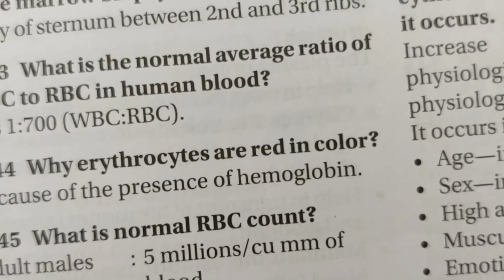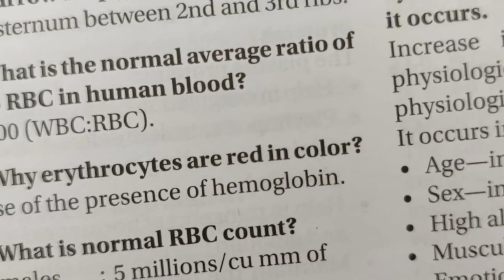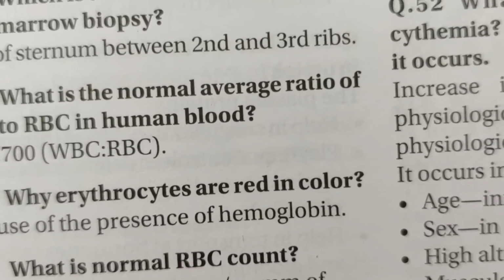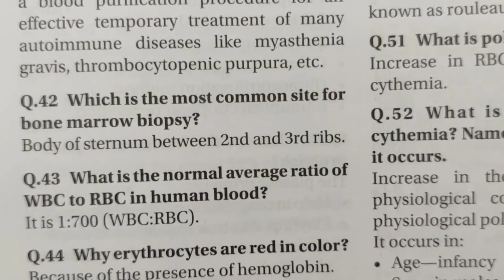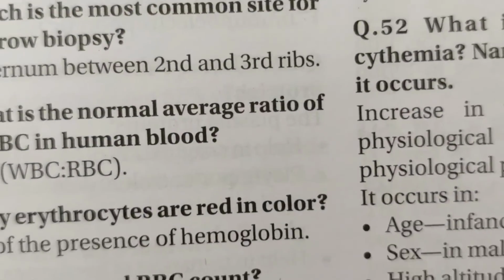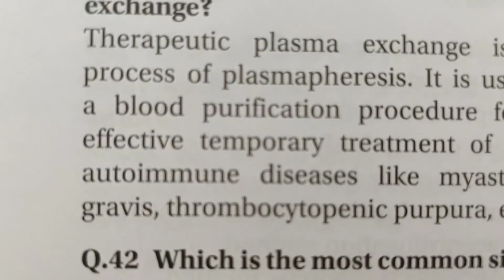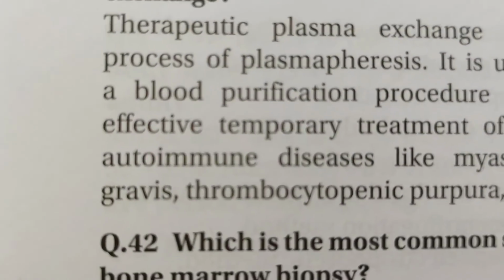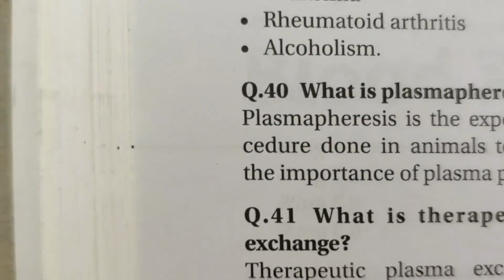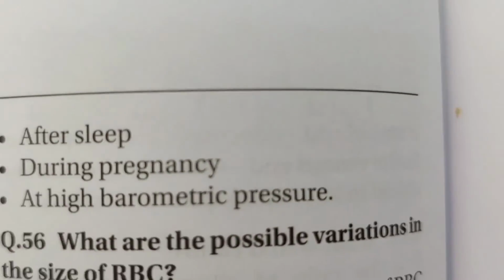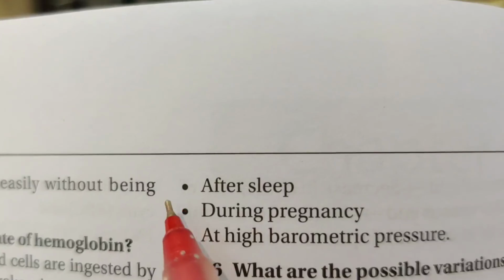There are certain things that you should know. What are the physiological conditions in which RBC count decreases? One is after the sleep, second is during pregnancy, and third is at high barometric pressure. Okay, these are the three things.